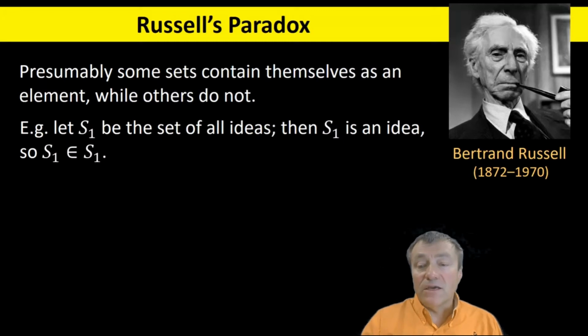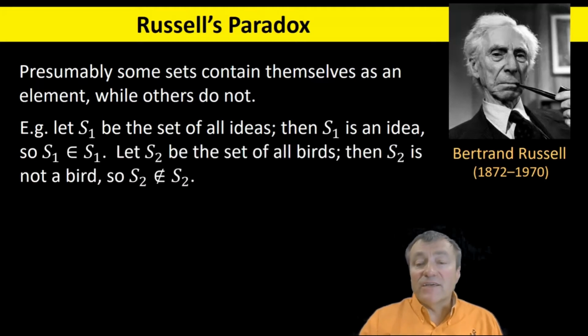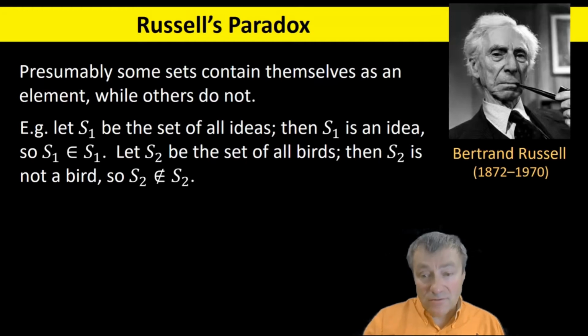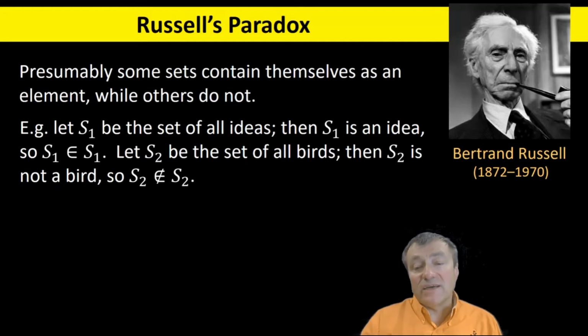For example, consider the set of all ideas. We'll call that set S1. Now, this set S1 is an idea, of course, so S1 would be an element of the set S1. Whereas if S2 is the set of all birds, then S2 is an idea, but it's certainly not a bird. So S2 is not an element of S2. So far, so good. Probably S2 is more typical as sets go. You would expect probably most sets should not contain themselves.